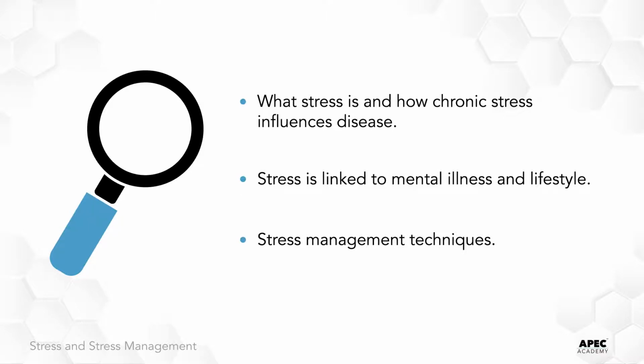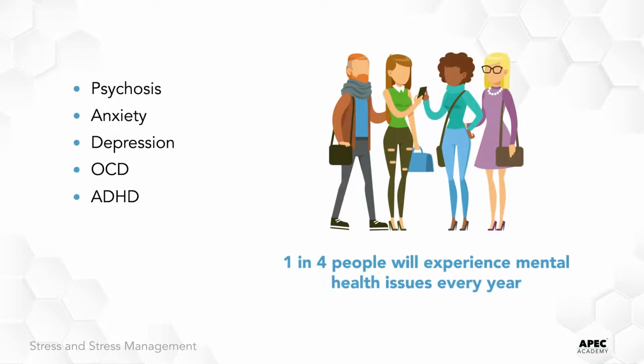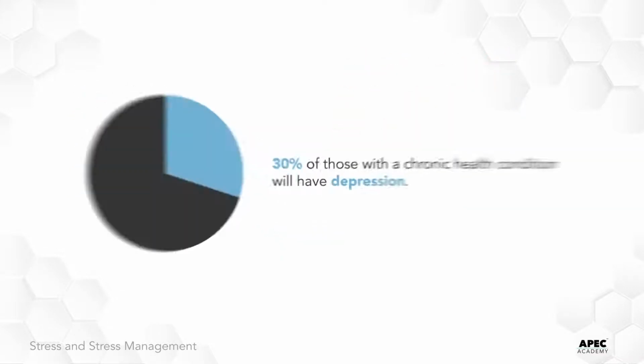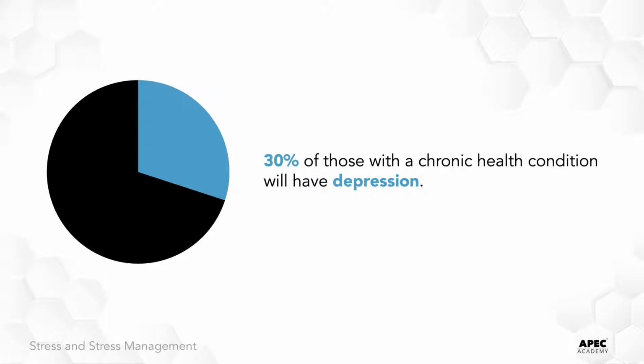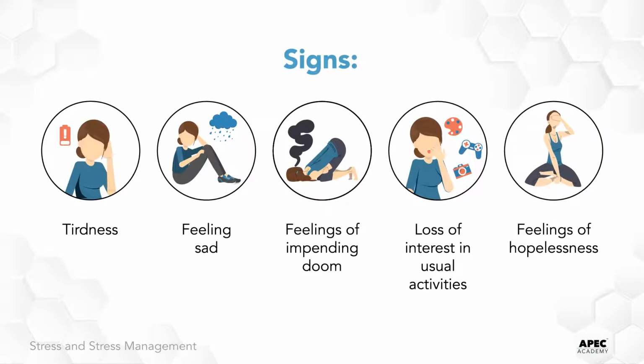health, stress, and disease. Mental illness relates to various disorders including psychosis, anxiety, depression, OCD, and ADHD. 1 in 4 people will experience mental health issues every year, and many more go unacknowledged. 30% of those with a chronic health condition will have depression, and there tends to be a clustering of mental health issues in those with health conditions. Signs may include tiredness, feeling sad, feelings of impending doom, loss of interest in usual activities, and feelings of hopelessness.